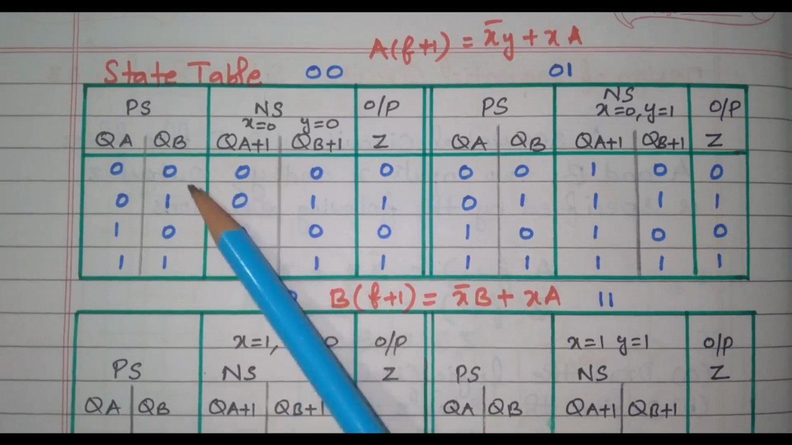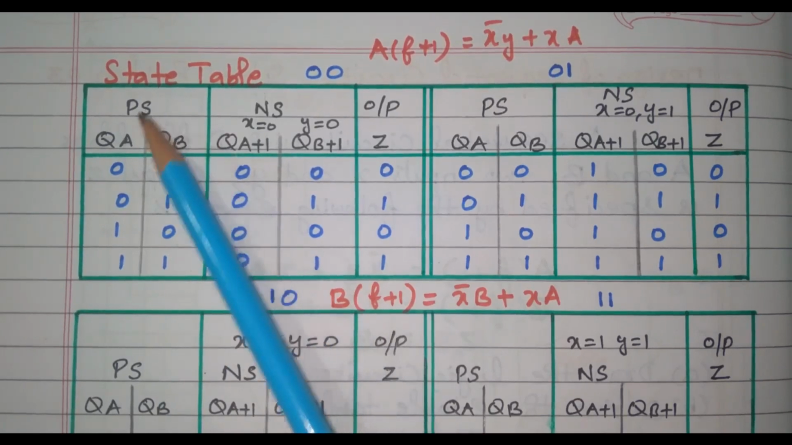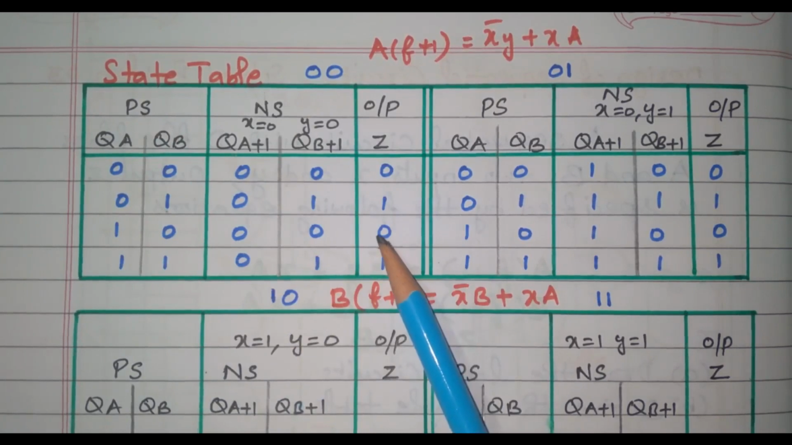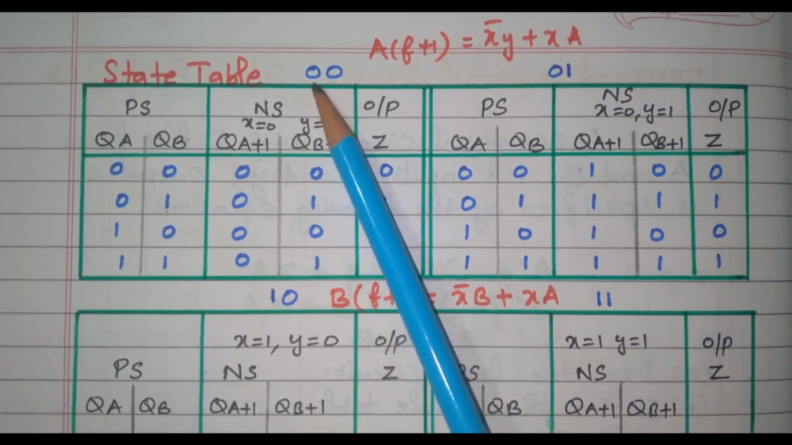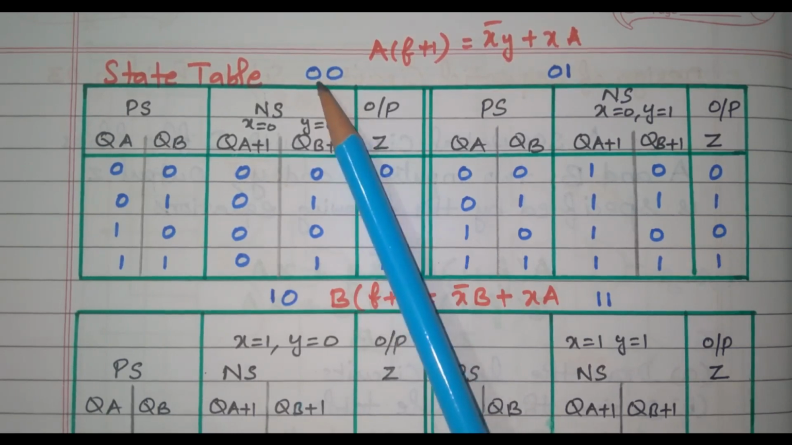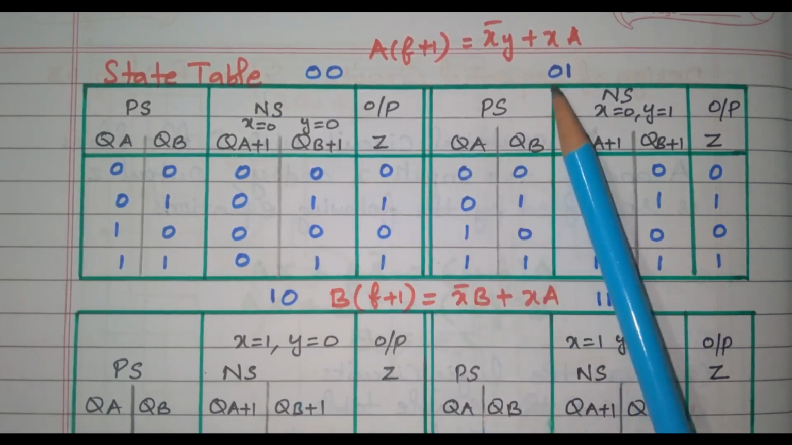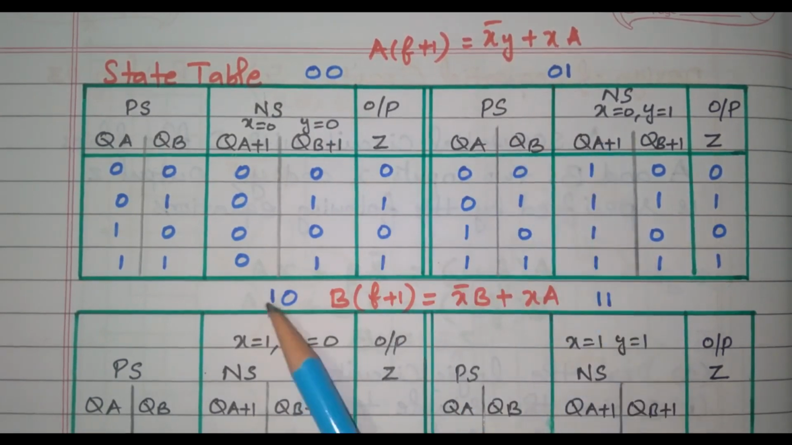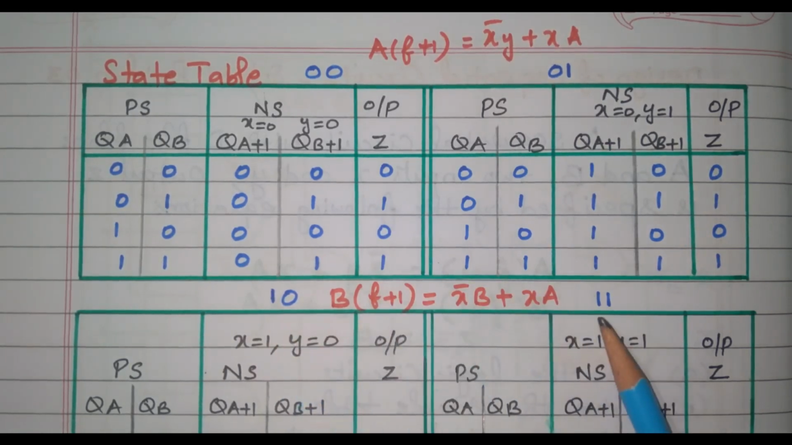So, this is the state table, with the present state, next state and output. For 4 combinations, 4 states are there: 0, 0, that is x equal to 0, y equal to 0. There are 2 inputs, x equal to 0, y equal to 0, and the output. Similarly, 0, 1, when x equal to 0, y equal to 1, then 1, 0, x equal to 1 and y equal to 0, then 1, 1.